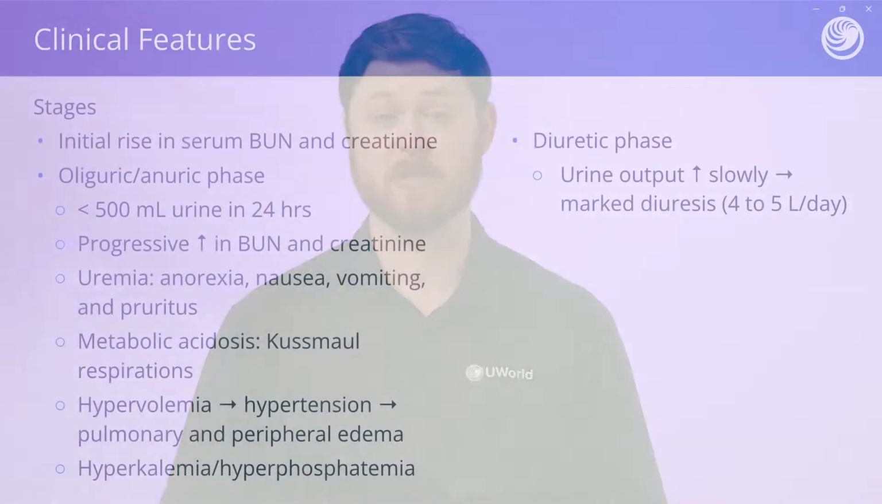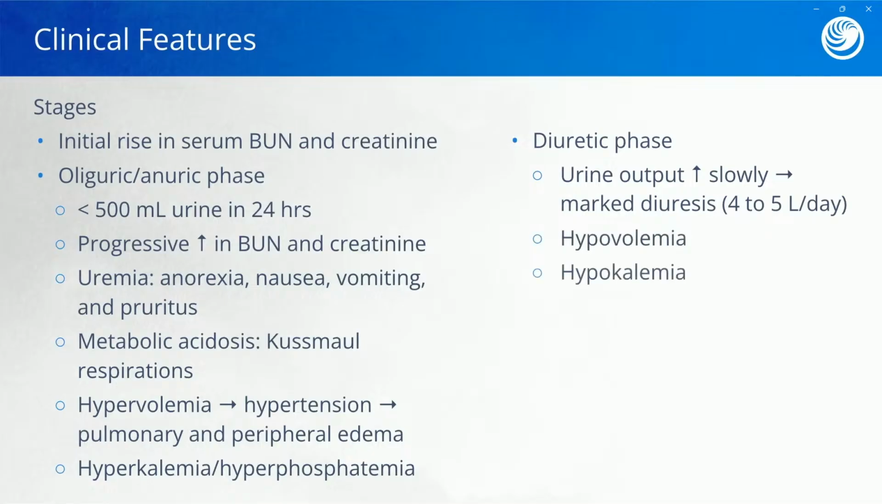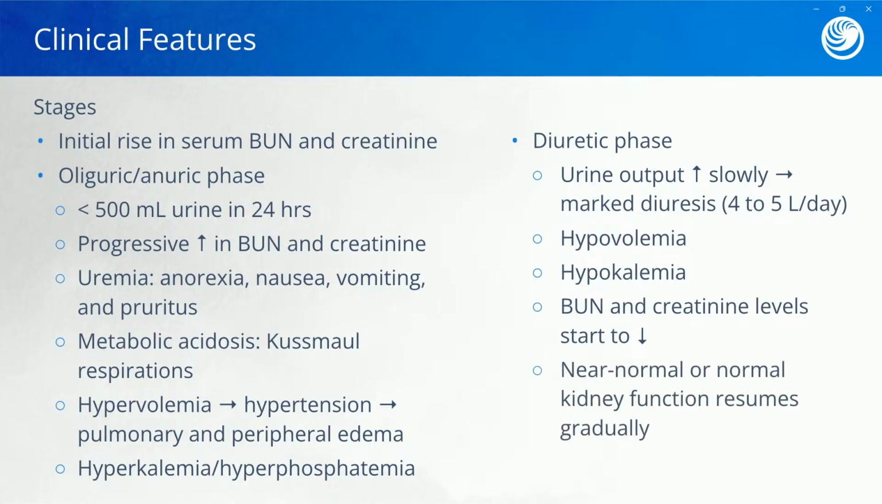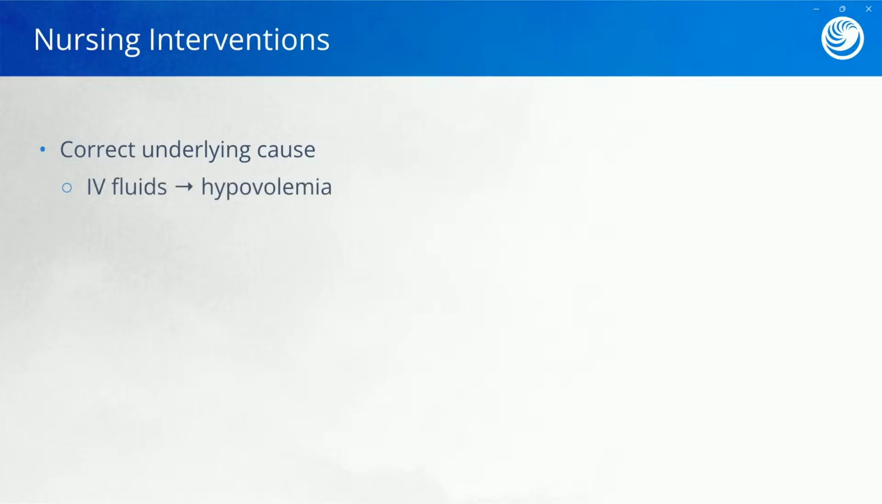This can result in fluid and electrolyte losses and ultimately result in hypovolemia and hypokalemia. We should see BUN and creatinine levels start to decrease, and kidney function returns to normal or near normal gradually. Interventions include correcting the underlying cause, whether that's a pre-renal, intrarenal, or post-renal cause. If the client has a kidney infection, we want to administer antibiotics. Or if the client has an obstruction, we want to reduce or eliminate that obstruction to improve urine flow, which will essentially help when it comes to increasing blood flow back to the kidneys.